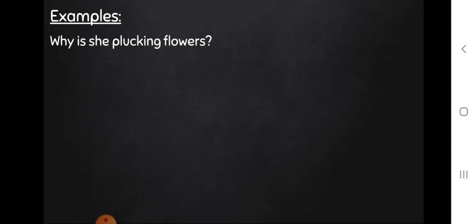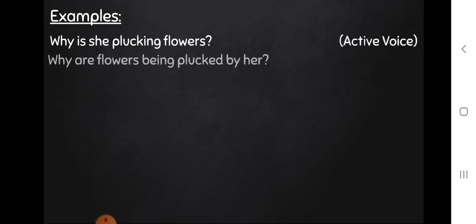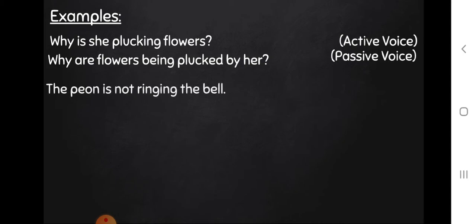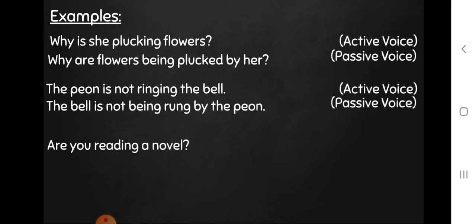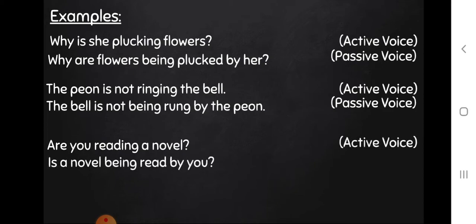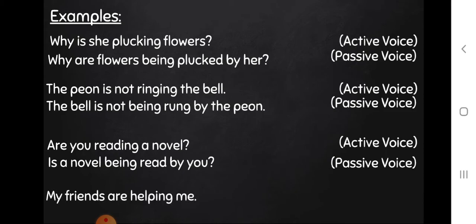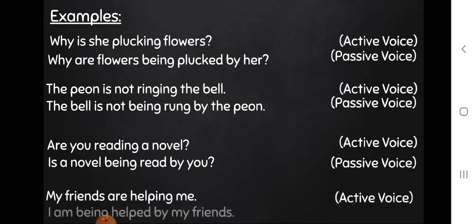Now we have some more examples. Why is she plucking flowers? The passive will be why are flowers being plucked by her? The peon is not ringing the bell. The passive will be the bell is not being rung by the peon. Are you reading a novel? The passive will be is a novel being read by you? My friends are helping me. The passive will be I am being helped by my friends.